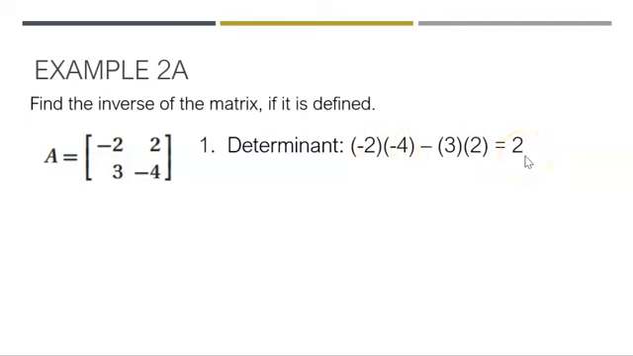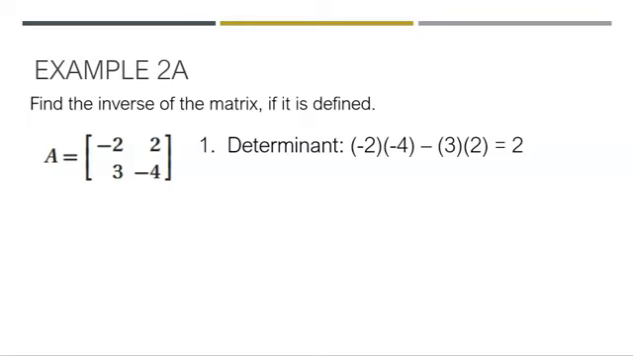Now, if that 2 happened to be a 0, then this matrix would not have an inverse, because later on we need to do the reciprocal, and the reciprocal of 0 is undefined. So we can't do it. So let's do step 2.